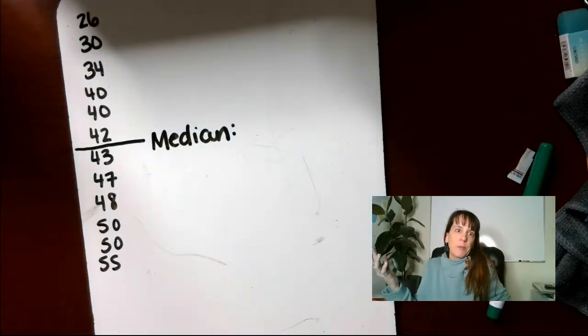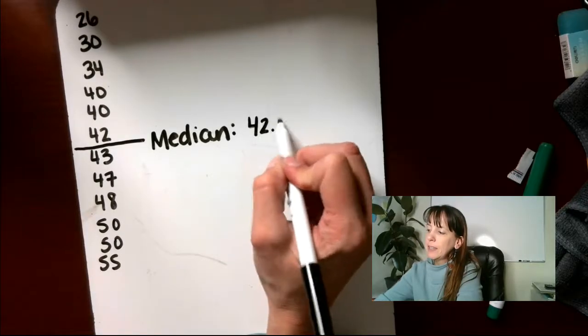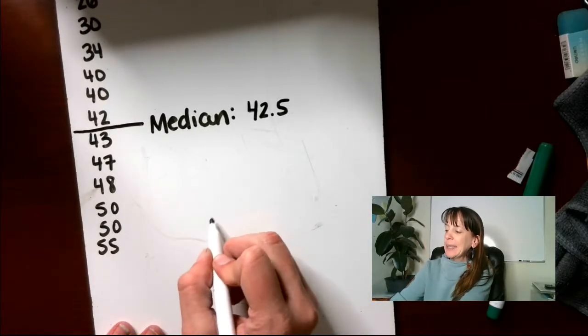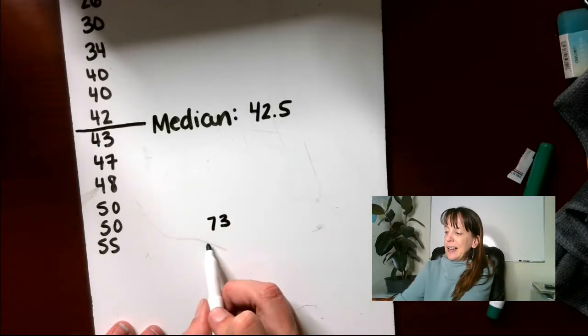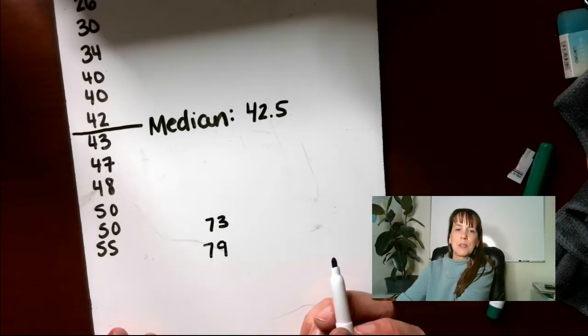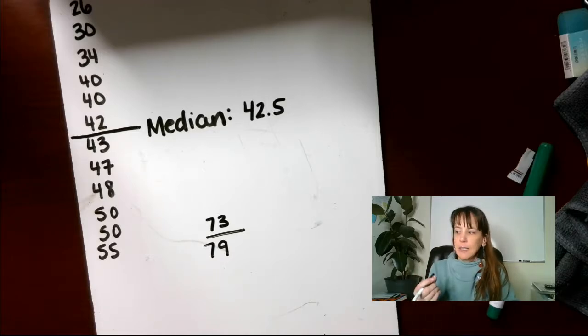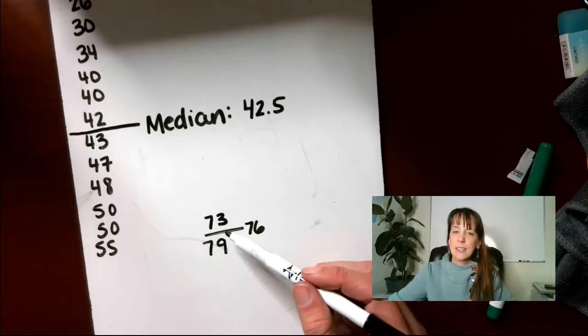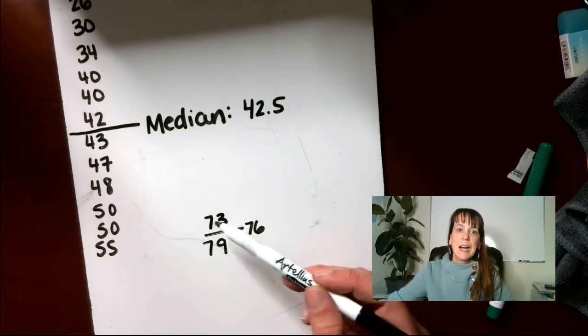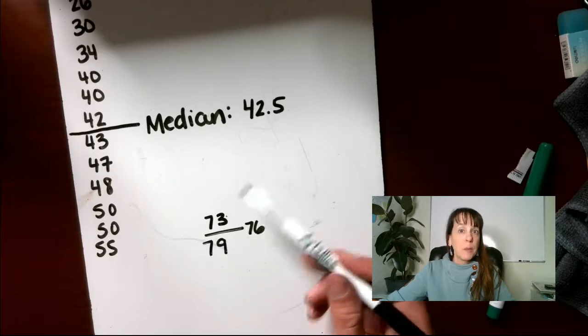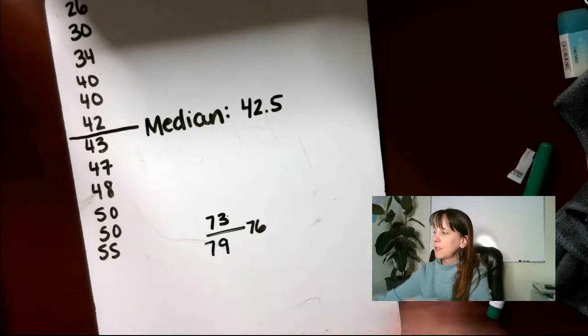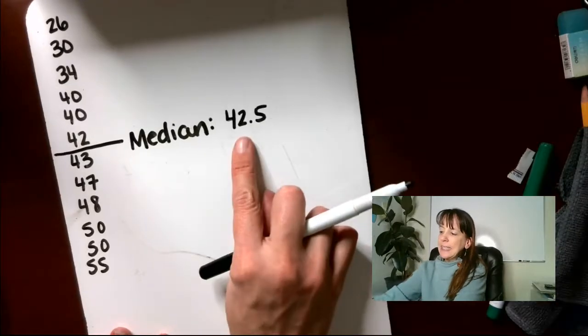You may know off the top of your head, oh, that's 42.5. But let's say your median fell between 73 and 79, and you don't feel like doing the math to figure out what is in between. What you could do is 73 plus 79, like a mini average, a mini mean. That's 2 numbers, so we divide by 2, and that gives us 76. So right smack dab in the middle of 73 and 79 is 76. Again, all I did was add these 2 things and then divide by the number of numbers, which happens to be 2. All right, so our median is 42.